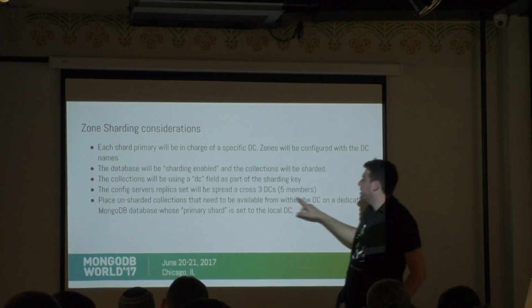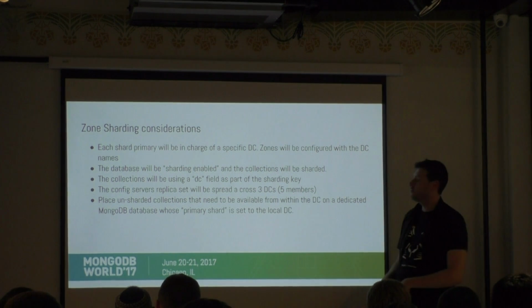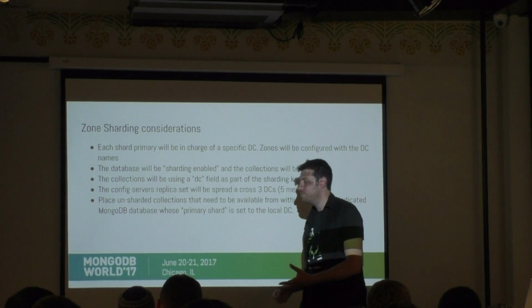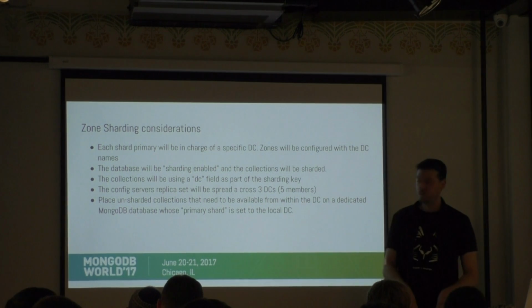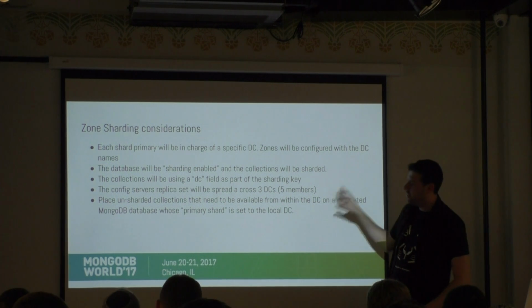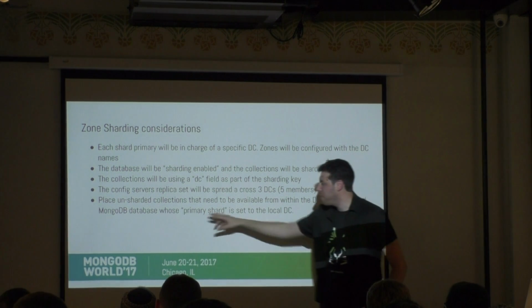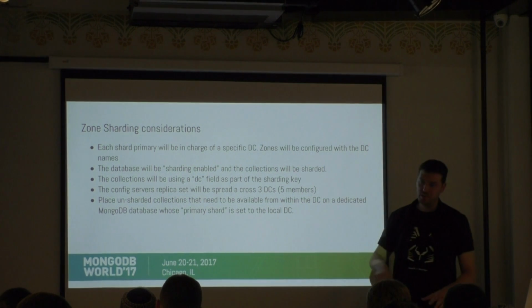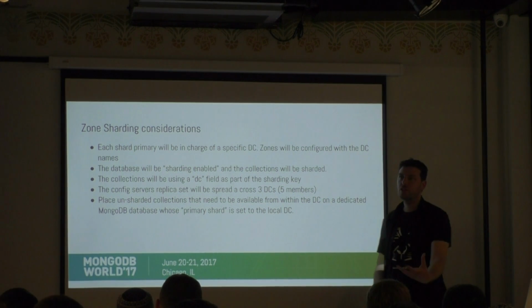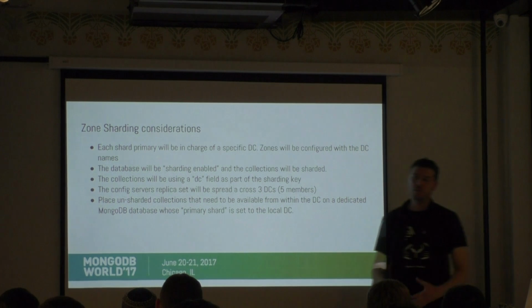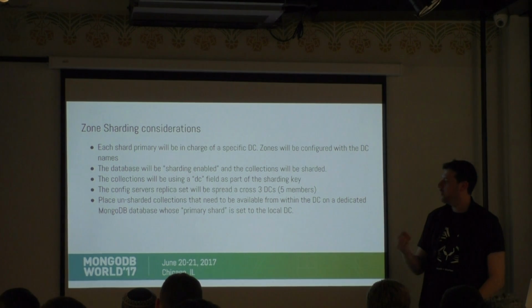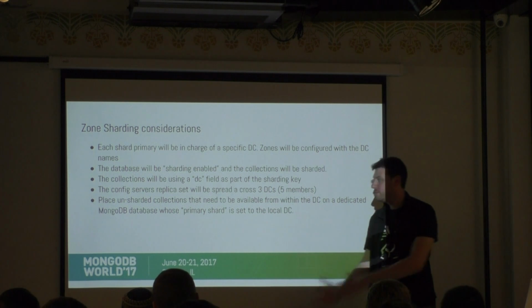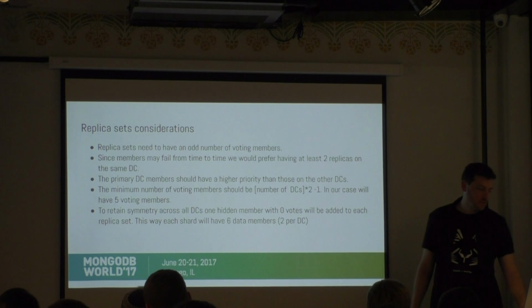The config server replica set, since it needs to be spread across those 3 DCs, we're going to use 5 members. And if we have unsharded collections but we still want them to sit locally, we need to place a dedicated database and have the primary shard configuration for this database set to the local DC. So if we have unsharded collections that we want to keep in US East, we're going to create a US East database and place the primary shard of this database as US East, same for the other regions.